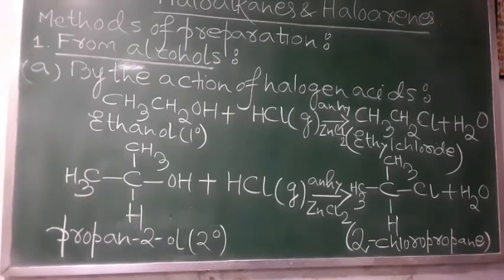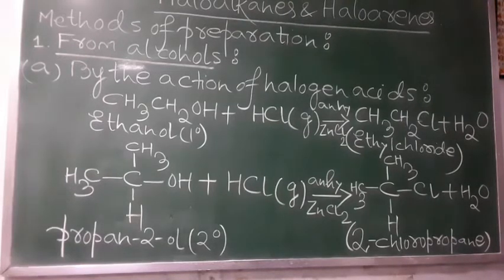In the second reaction, we are using a secondary alcohol, that is a 2 degree alcohol. I have taken propan-2-ol, which is a 2 degree alcohol. It reacts with gaseous hydrogen chloride, again in the presence of anhydrous ZnCl2, to form 2-chloropropane and H2O.